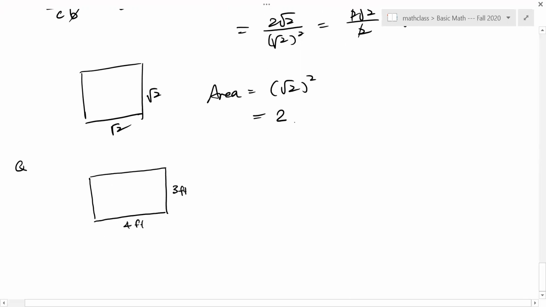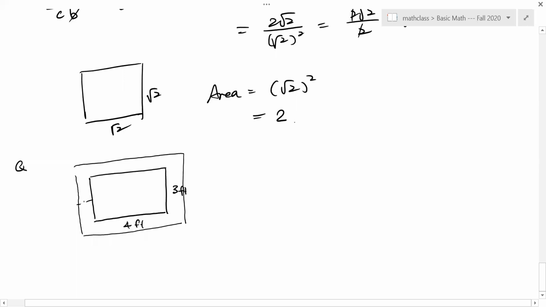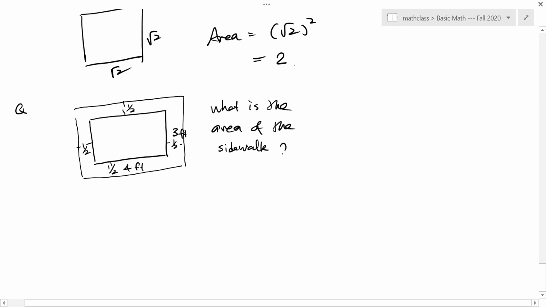All right, so what I'm going to do is add a border on all the sides. The width of the border is going to be half a foot on every side. My question is, what is the area of what we call the sidewalk? How do you find the area of the sidewalk?